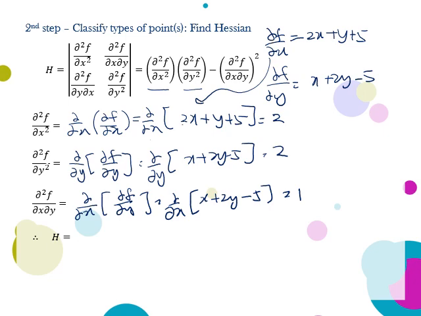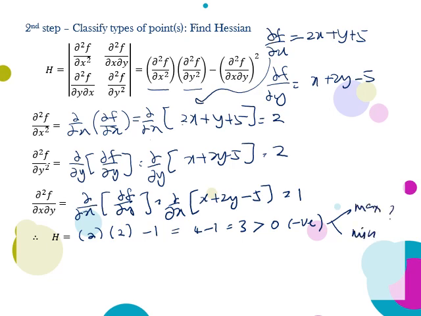Okay, so the formula of the Hessian, we just substitute. 2 multiplied by 2, then minus 1. We get 4 minus 1 equal to 3, which is greater than 0, meaning a positive value. So there are two possibilities here, whether it is a maximum or minimum. So how to know which one? We need to check del square f over del x square.